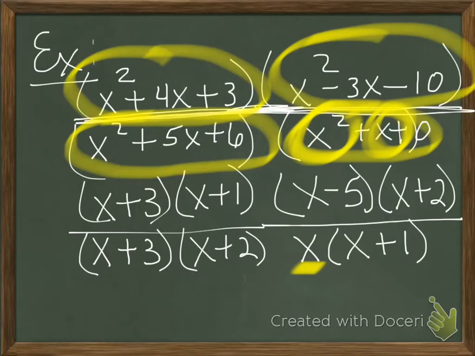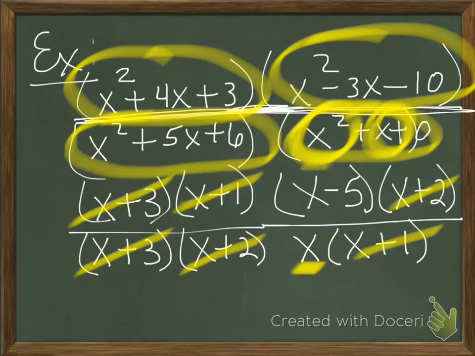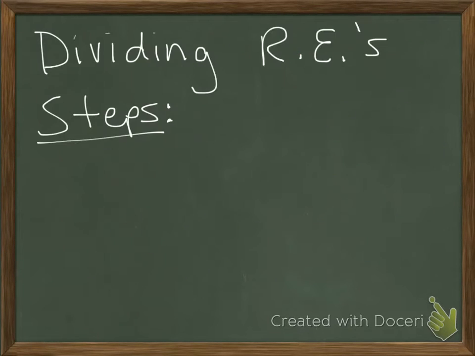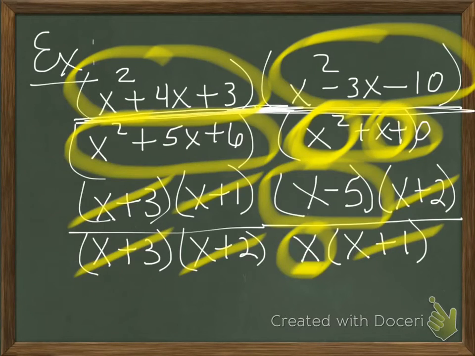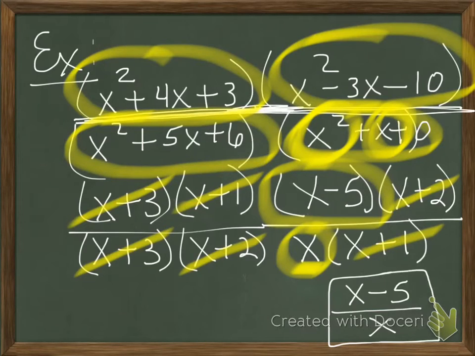Now I'm going to look to see what will cancel from top to bottom. I see an x plus 3 that cancels top to bottom. I see an x plus 1 that cancels top to bottom, and I see an x plus 2 that cancels top to bottom. So that's going to leave me with just x minus 5 and x. So when I write my solution, it's going to be x minus 5 over x. That is the solution to my problem. So factor, cancel, and write what's left over.